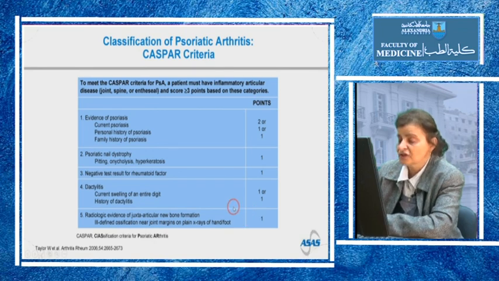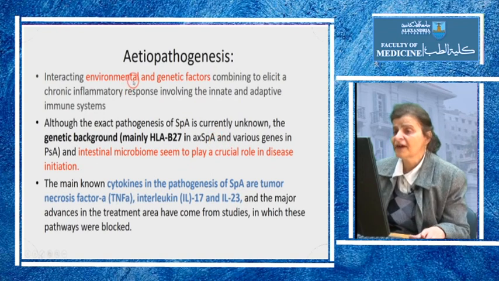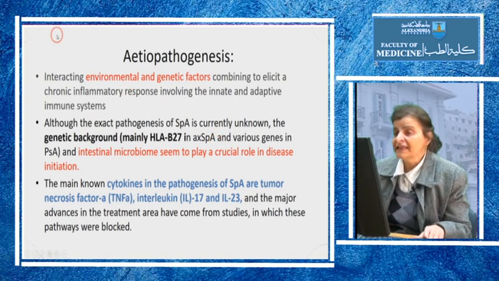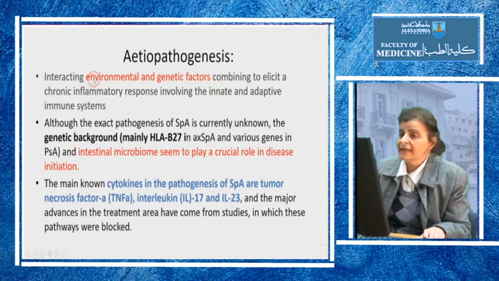And these as a classification criteria for psoriatic arthritis. What's the etiology of spondyloarthritis? We don't know the exact etiology, but we know that interacting environmental and genetic factors bring about a chronic inflammatory response. We also know that the main genetic factor is HLA-B27. Maybe also the intestinal microbe seems to play an important role.